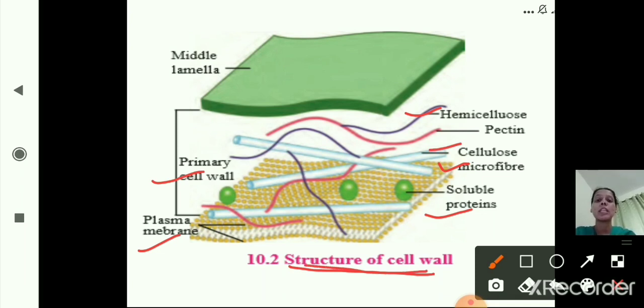So till now we have seen two components of cell, that is cell wall and plasma membrane or cell membrane. So this is about components of cell. I hope you are clear till here.